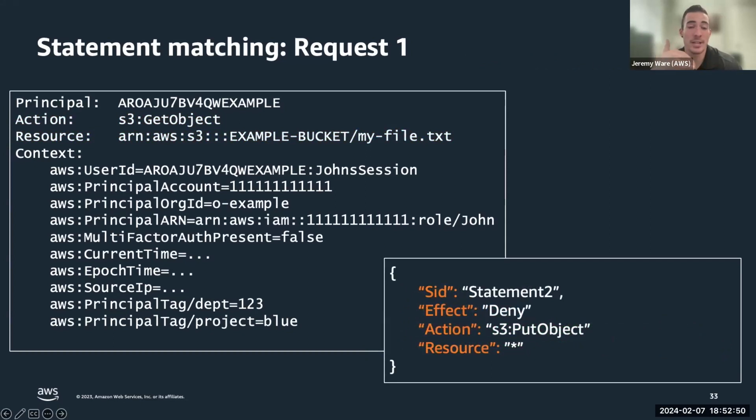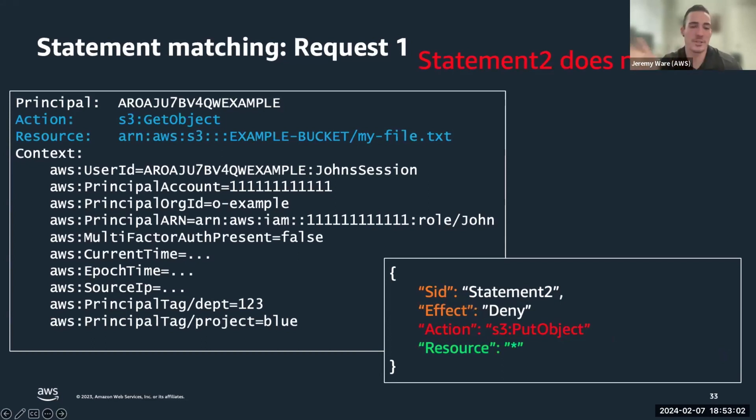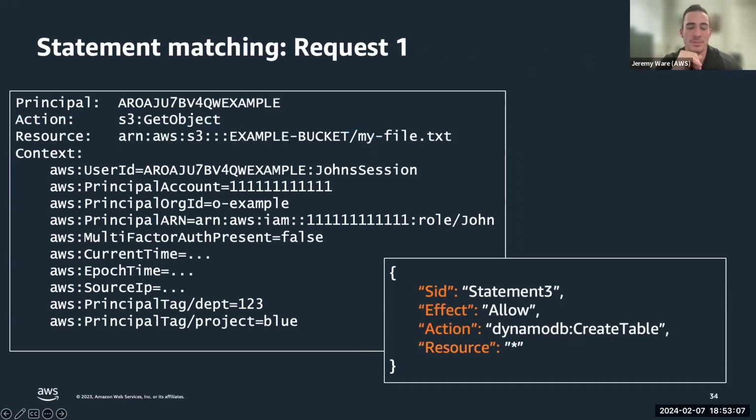So as we jump into statement 2, we have a deny of S3 put object on any resource. So we're going to go ahead and quickly evaluate against the authorization context. Any resource, we are affected, but what's the action? It's a get object, which does not match put object. So we don't have a match. We can throw that deny out. It doesn't matter for this authorization decision.